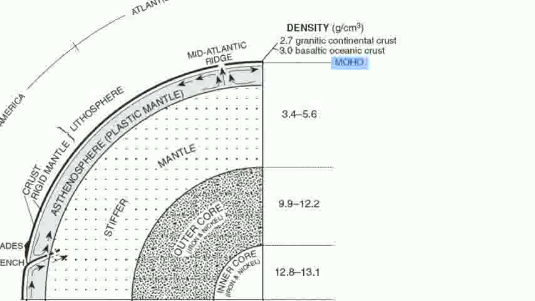The asthenosphere, which is technically on the upper portion of the stiffer mantle, is going to have a range between 3.4 to 5.6 grams per cubic centimeter. The outer core is 9.9 to 12.2 grams per cubic centimeter, and the inner core is 12.8 to 13.1 grams per cubic centimeter. Now that's the upper portion.